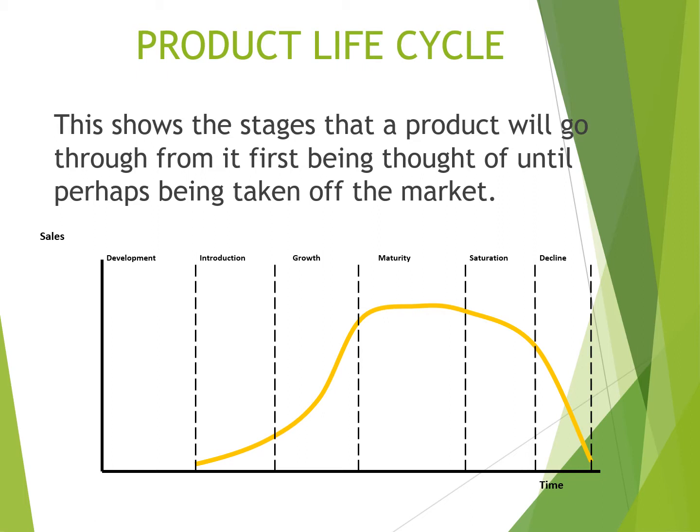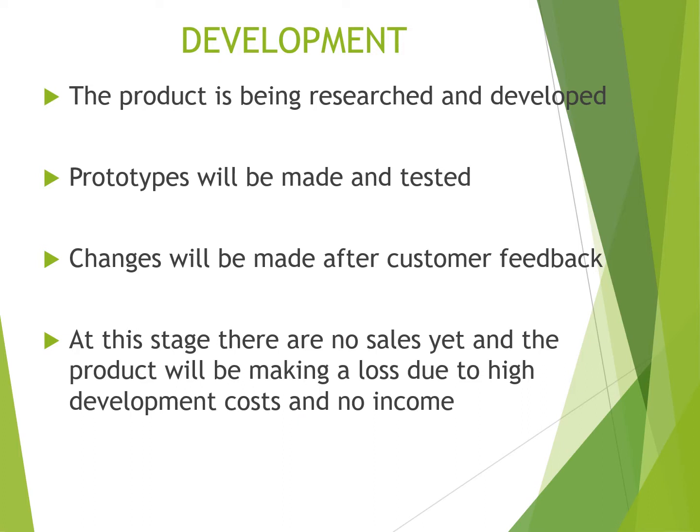The product life cycle shows the stages that a product goes through, from it first being thought of until perhaps being taken off the market. So the development phase is the very first phase. Now, at this stage, the product has been researched and developed. So, for example, if it's a product-led product, then the inventor, the organisation, will be homing in on the quality of the product to make sure it's researched and developed properly. If it's a market-led product, then the company will have looked to the consumer, looked to the market to see what's already there, etc. But that's research and development.